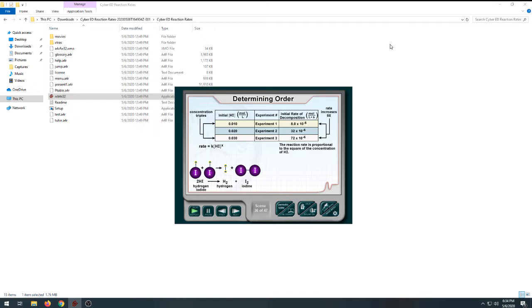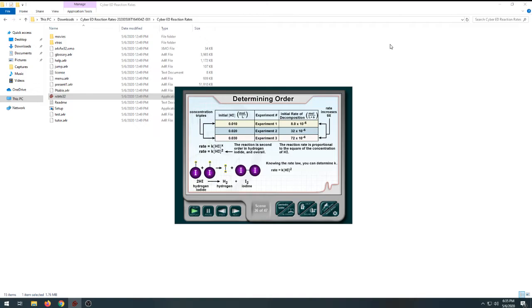The rate law, therefore, is rate equals k times the square of the concentration of hydrogen iodide. Can you see that the reaction is second order in hydrogen iodide and second order overall? Now that you know the rate law, you can determine the value of the rate constant by using any set of values for rate and concentration from the chart in the rate law equation.